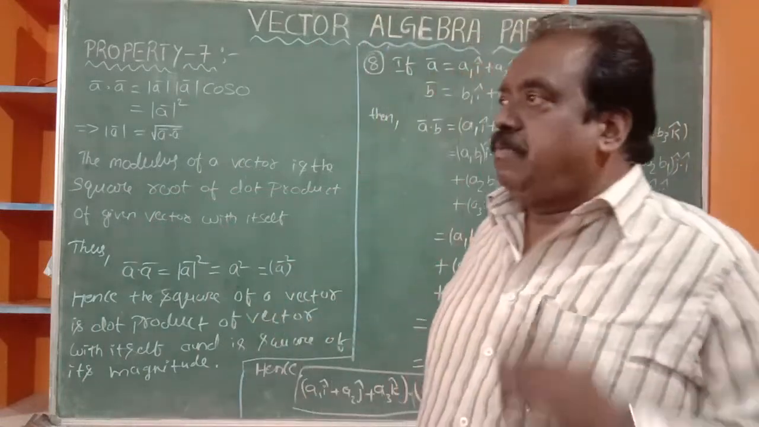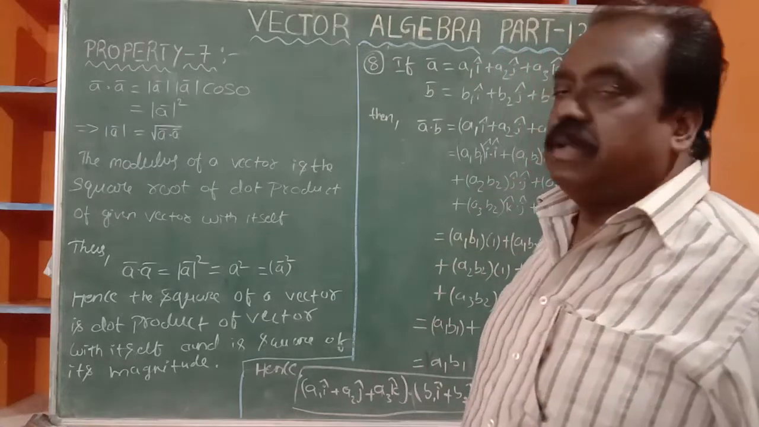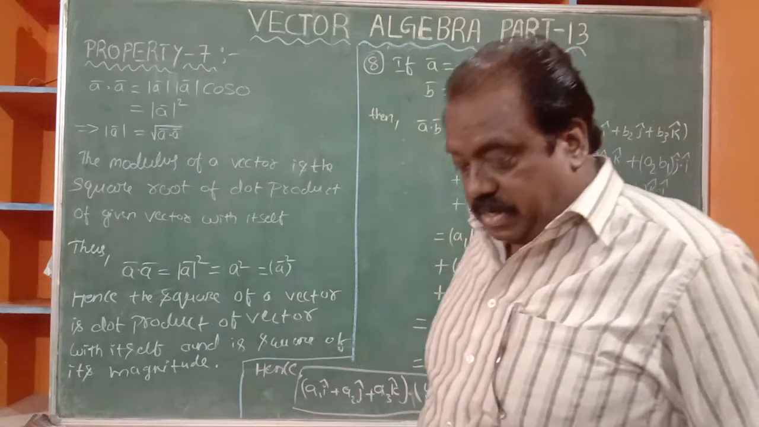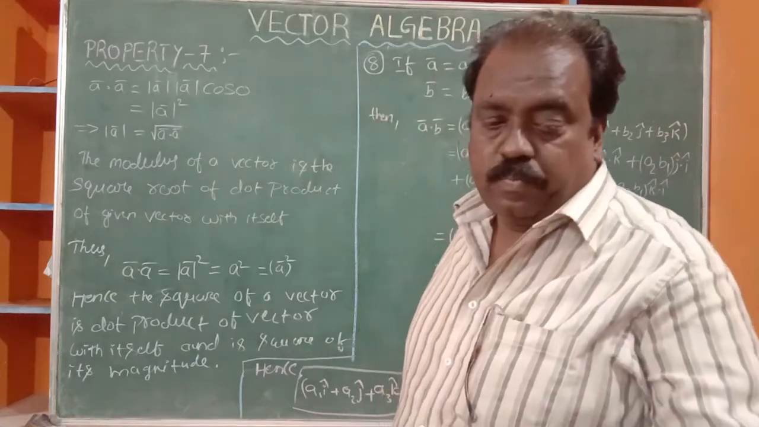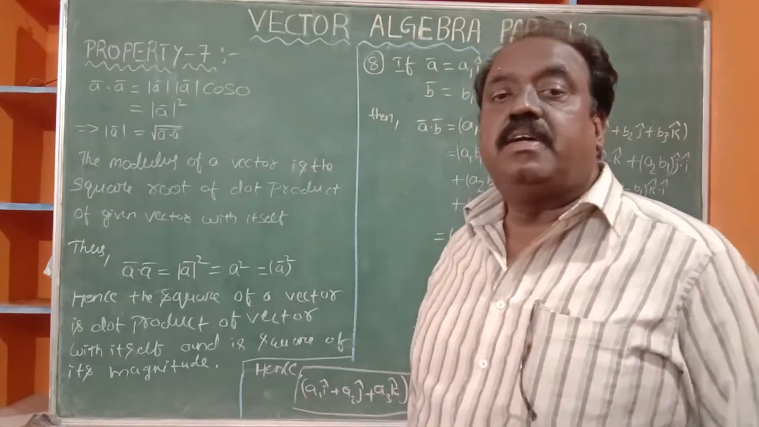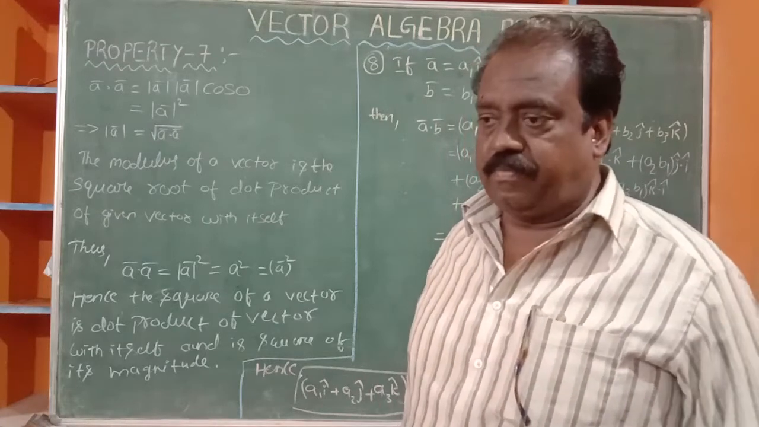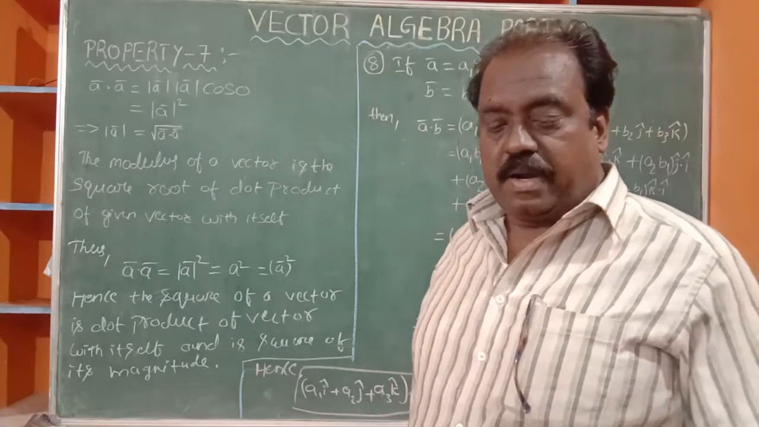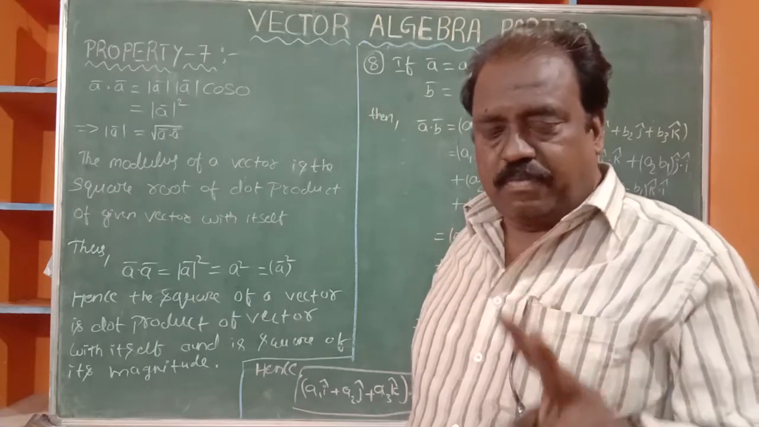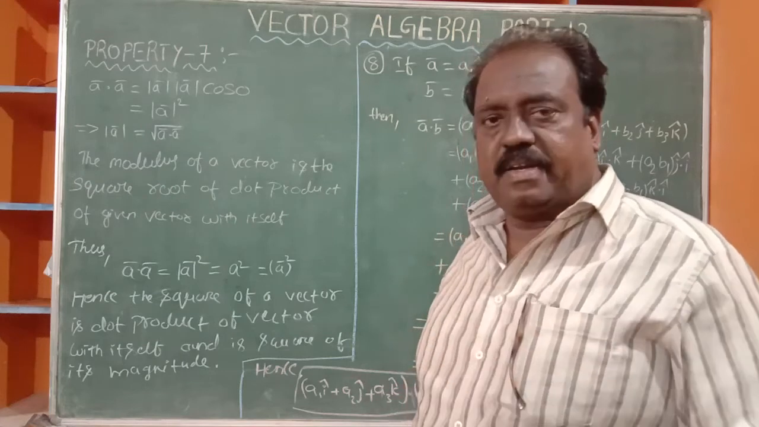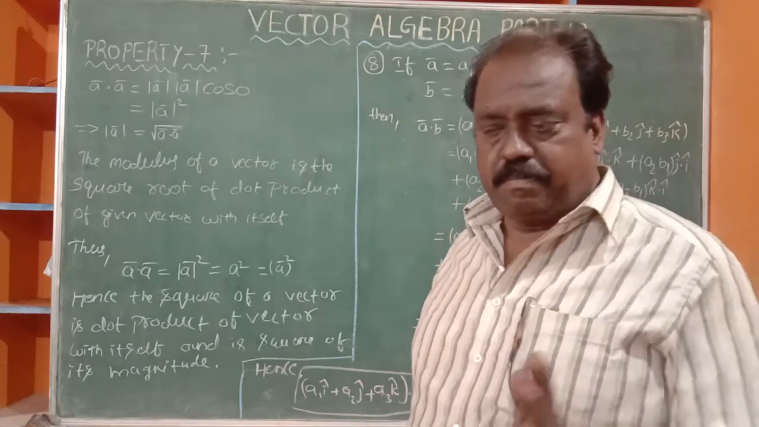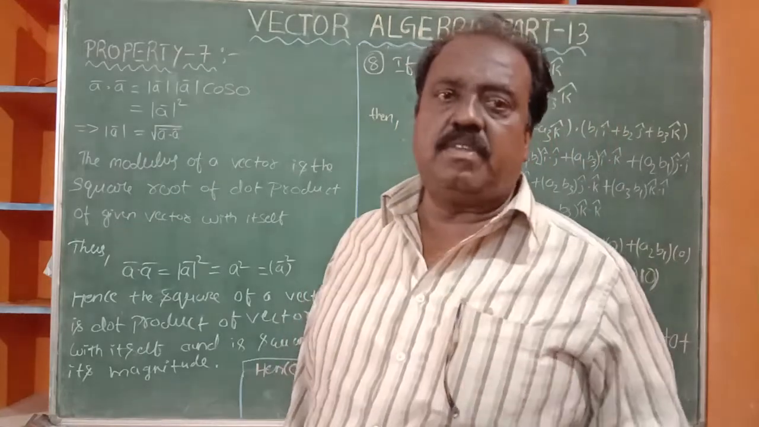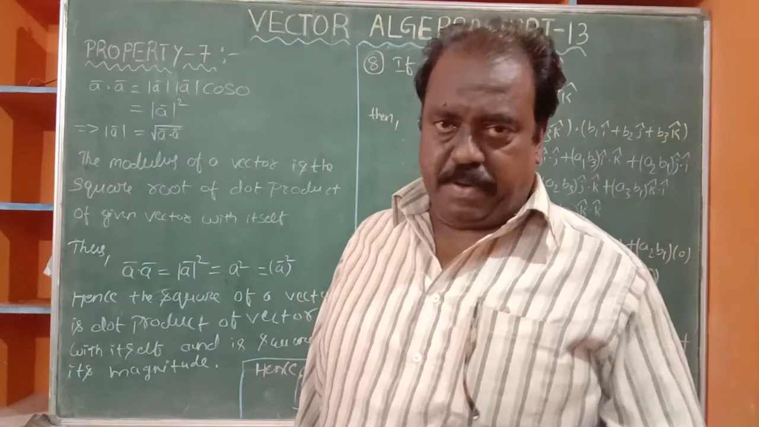Vector algebra. Now we are in the 13th part. In the previous 12th part, we discussed the properties of the dot product. There are two types of product of two vectors: one is the scalar product, another is the vector product. First, the scalar product. Already we discussed the definition and some properties.